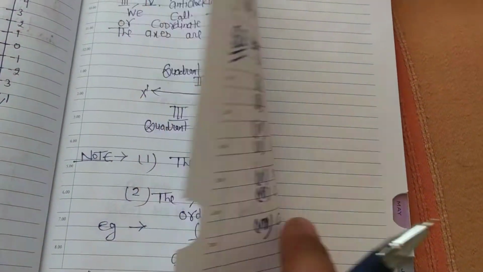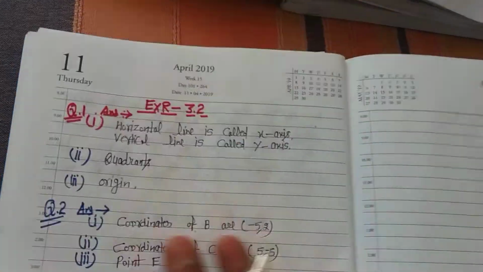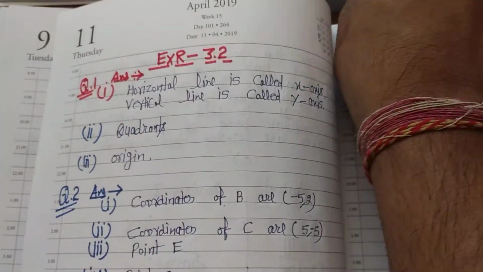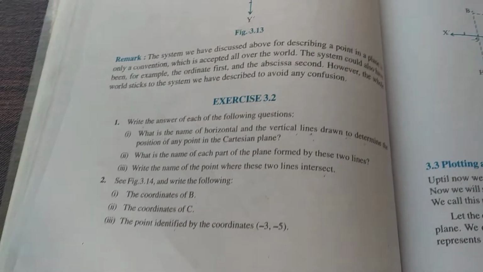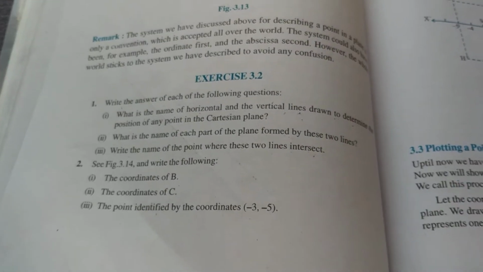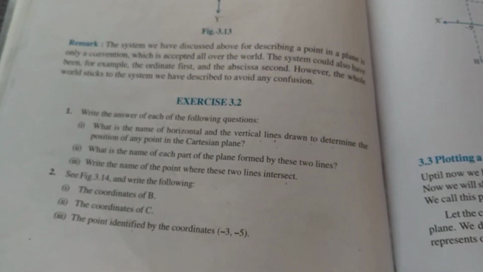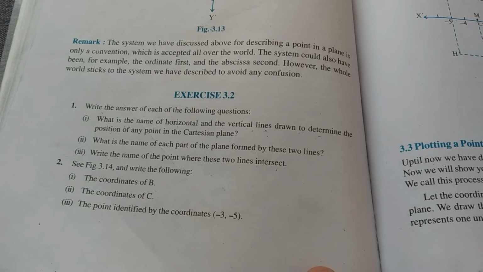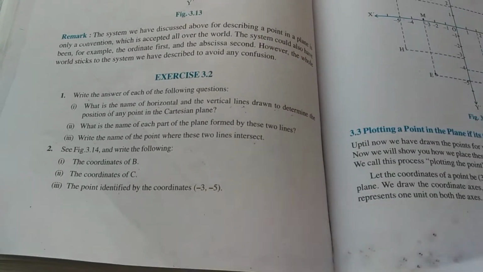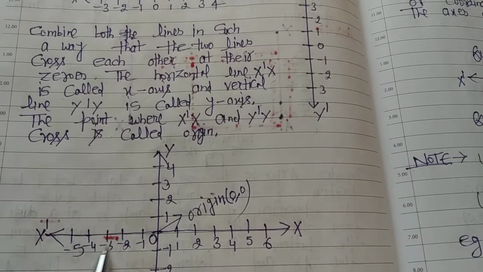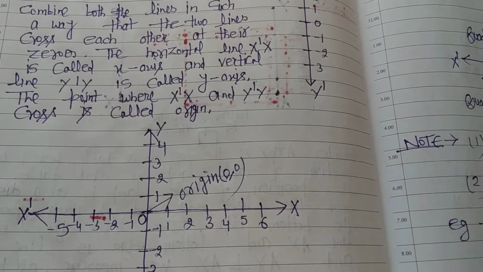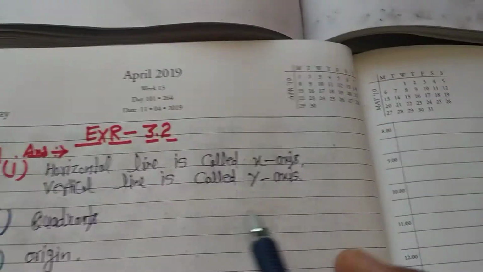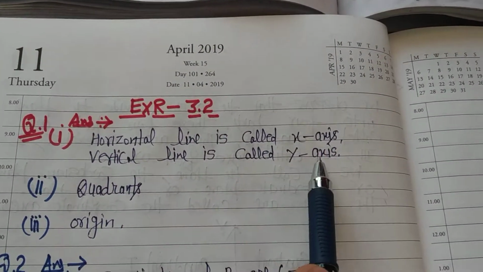Now I'm going to discuss exercise 3.2. There are some basic questions in exercise 3.2. Write the answer to each of the following questions. What is the name of the horizontal and the vertical line drawn to determine the position of any point in the Cartesian plane? The horizontal line is called the x-axis and the vertical line is called the y-axis.